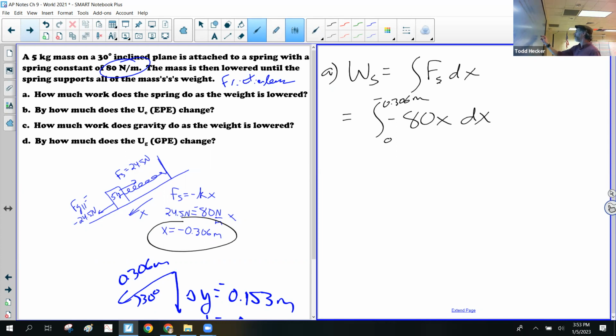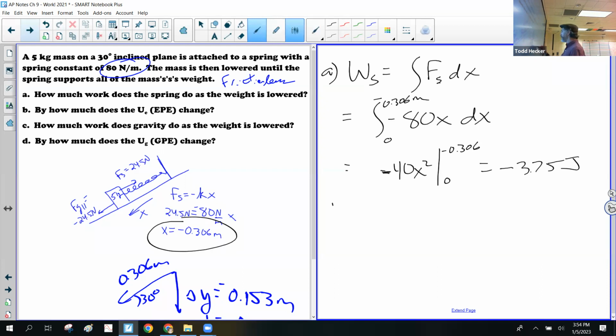So when I integrate this, the integral of negative 80x is negative 40x squared. And I'm going to evaluate it at 0 and negative 0.306. Notice the negative here is going to get squared, so that doesn't actually matter. So plug in your numbers and you get negative 3.75 joules. Okay, so that's the work done by the spring.